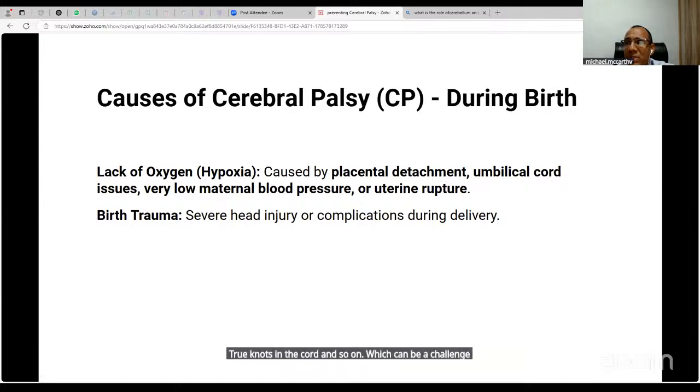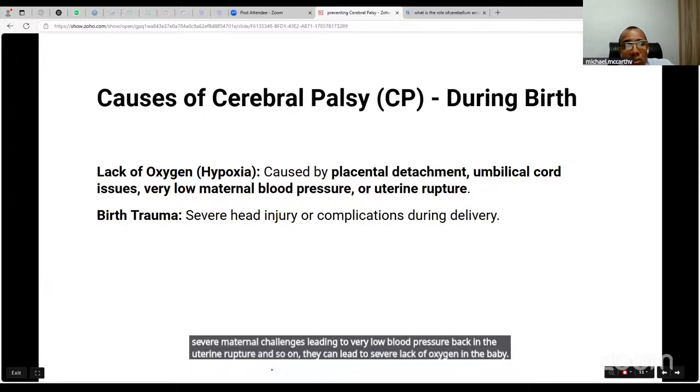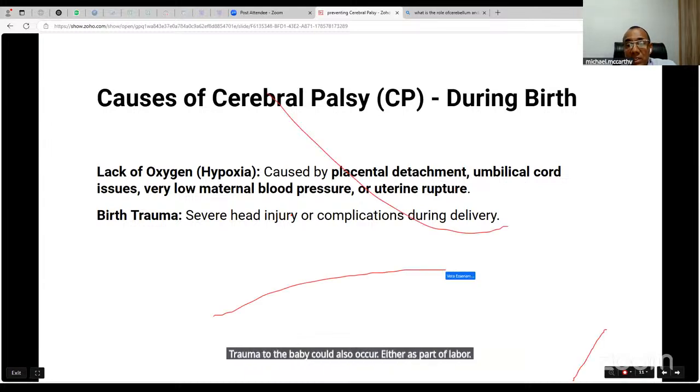Also, where you have severe maternal challenges leading to very low blood pressure, like in the uterine rupture and so on, they can lead to severe lack of oxygen in the baby. Trauma to the baby could also occur either as part of labor or part of the interventions that may be put in place.